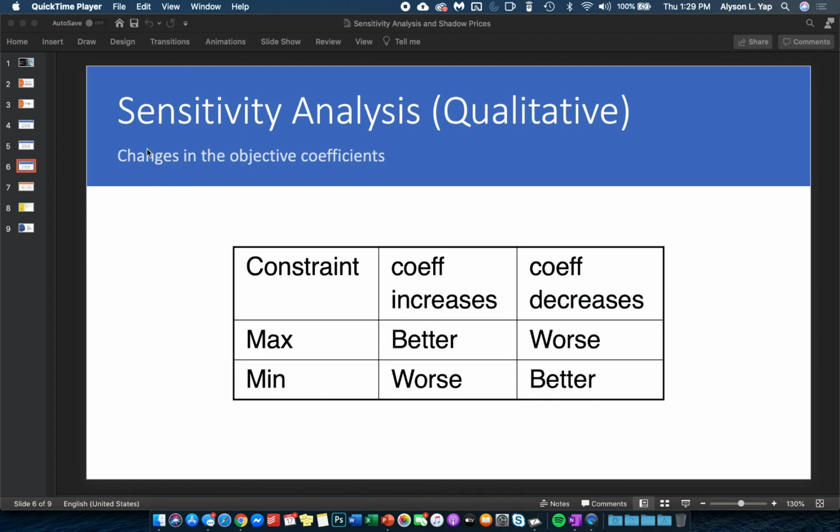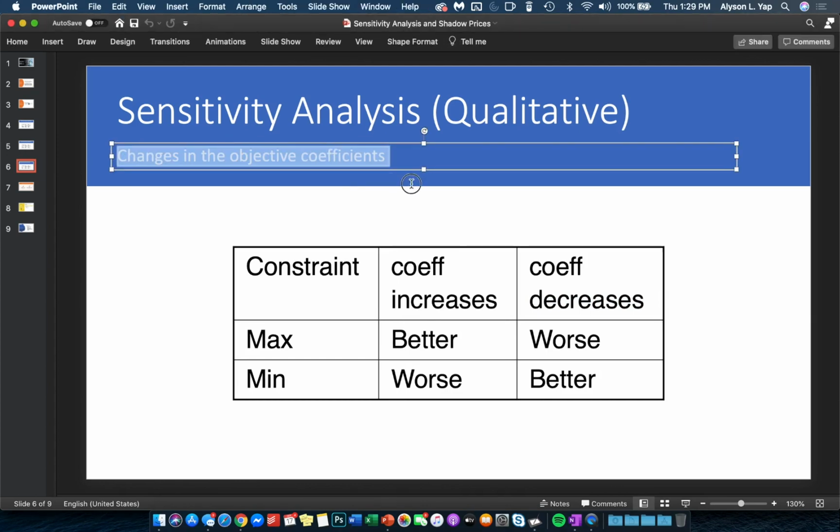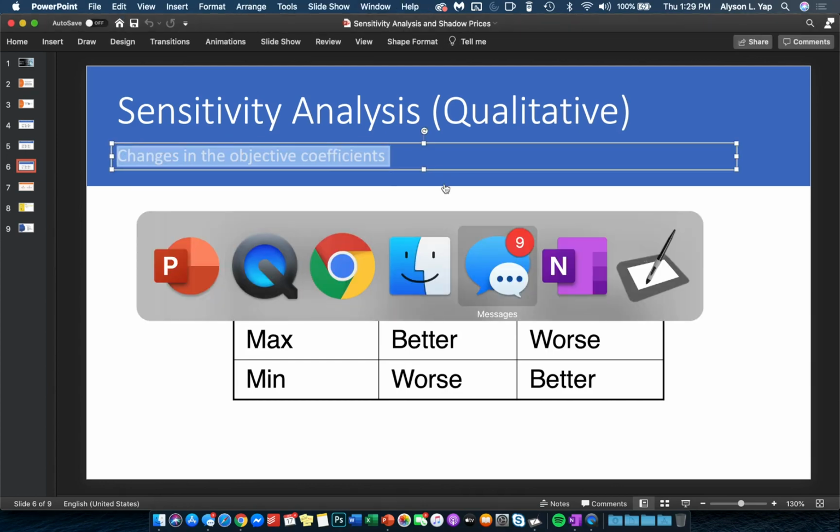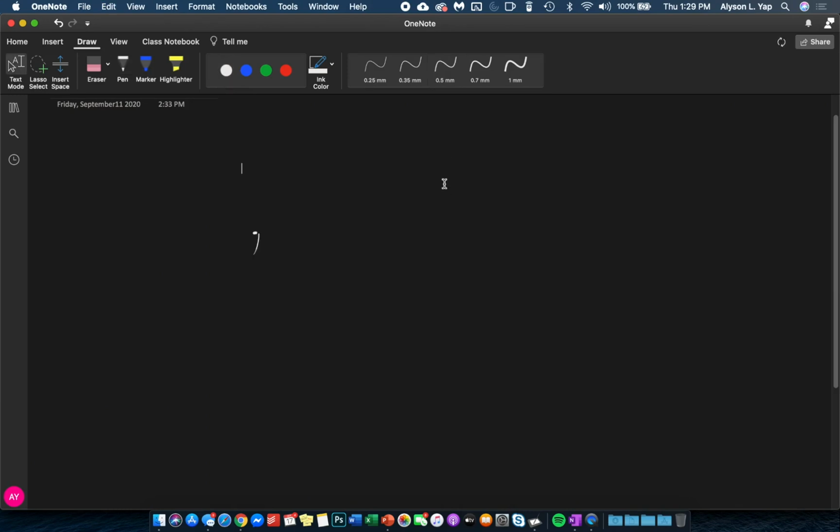Now, for changes in the objective function coefficient, we are now talking about changes in your objective, which is to maximize z equals 500x1 plus 300x2. And in this case, we are dealing with changes on the coefficients 500 and 300. Obviously, if this increases, and because your objective here is to maximize, then your z value also will increase.